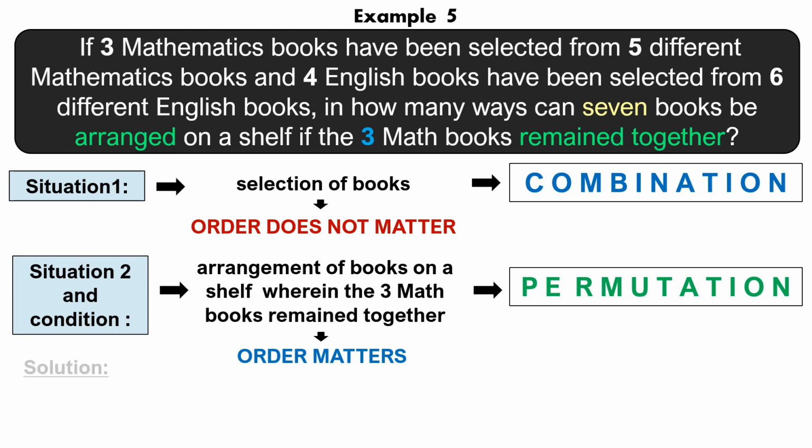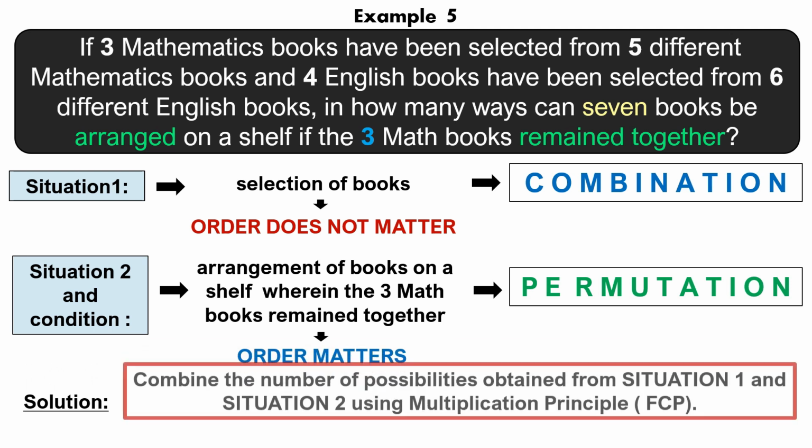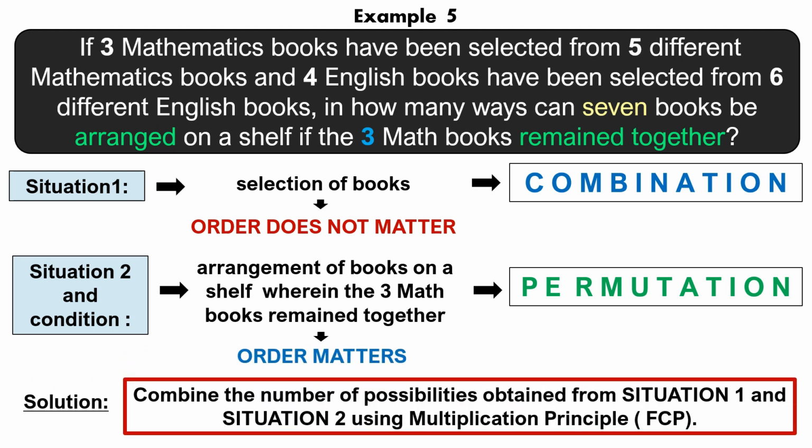Solution to this is to combine the number of ways or possibilities obtained from situation 1 and situation 2 using the multiplication principle. So let us begin solving for situation 1.